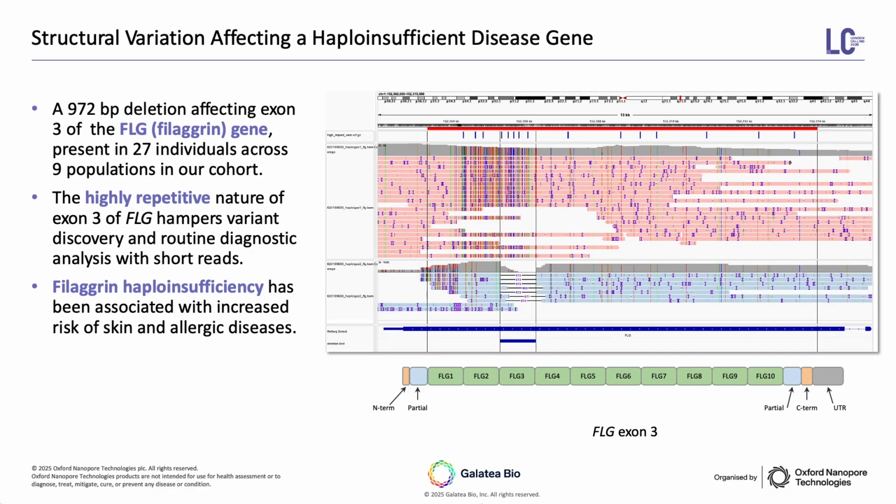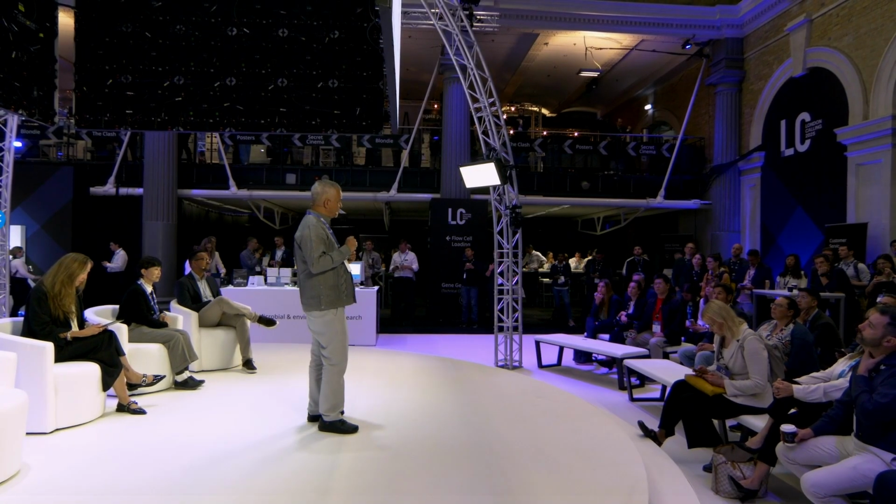This is the filaggrin gene. This gene is involved in the barrier of the skin, on the structural parts of that, and has been previously implicated in immune-related diseases such as atopic dermatitis, asthma, and other diseases where the barrier, obviously, plays a very important role. So exon 3, which is the main portion of the gene, contains multiple repeats of the filaggrin structural protein, and it's very difficult to sequence with short-read technologies.